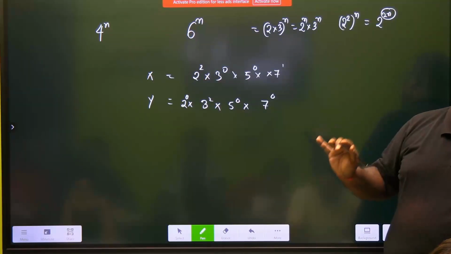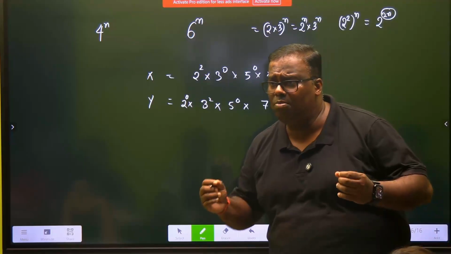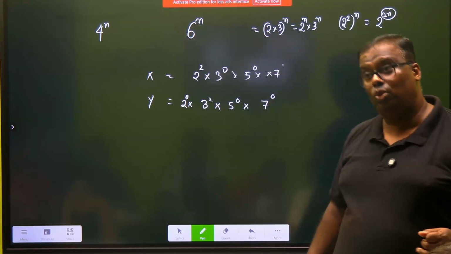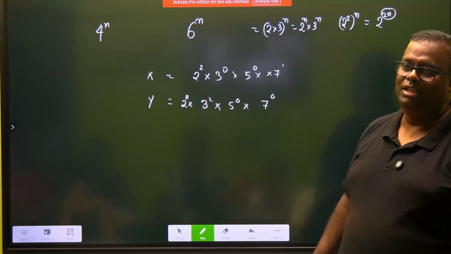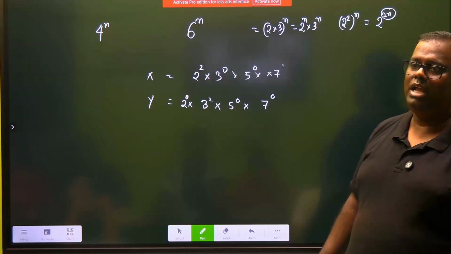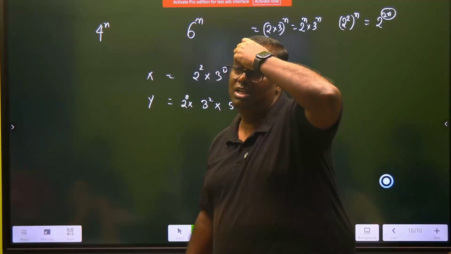Did you understand the GCD method? The last divisor is always the answer, and it will match. Sir, agar match nahi kiya to? It will, it has to. That is Euclid's division lemma. It has to match. And at one stage, you will find the last divisor. The last divisor is always the HCF.